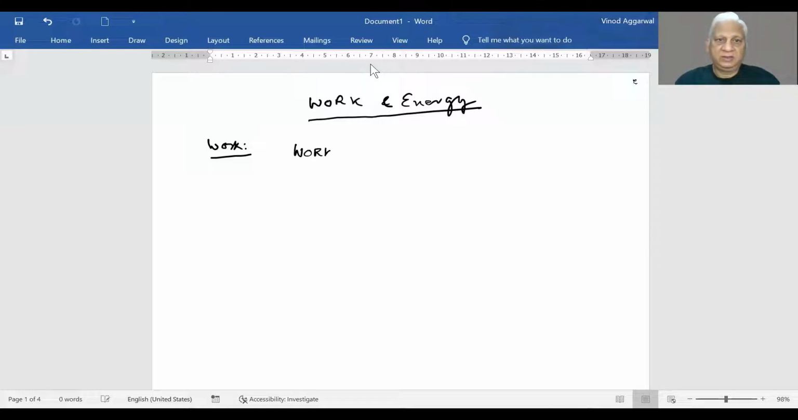Work is defined as: you have a force F which you apply to somebody, and it makes a displacement r. Sorry, this is a dot product. Since this is a dot product, this is a scalar, and this will be F r cos theta. And mind it, work is a scalar quantity, not a vector quantity.